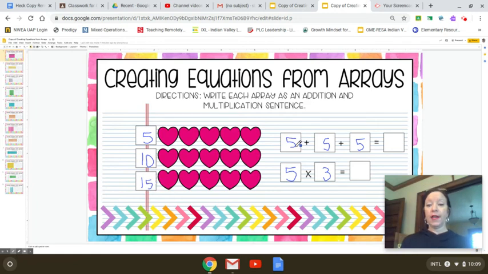So guess what, my friends? If you come over here, 5 plus 5 plus 5, you wrote the equation. That equals 15. And that also means that your 5 columns times your 3 rows is also equal to 15. I know, craziness, right?